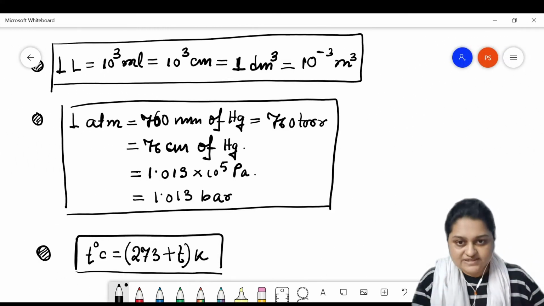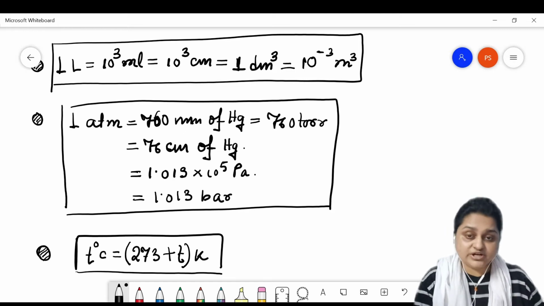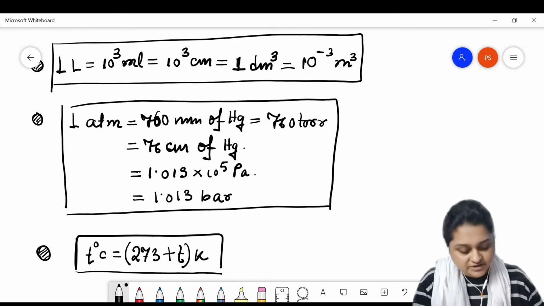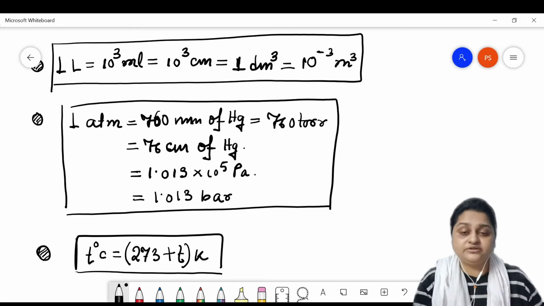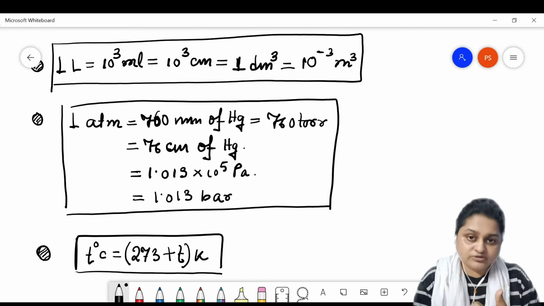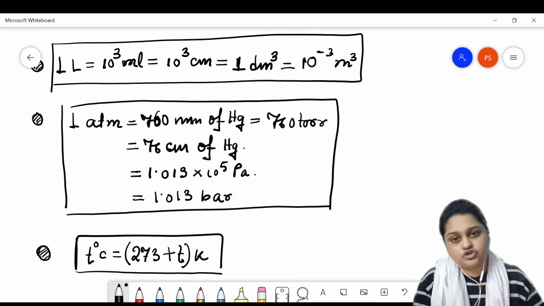When we are going to study the states of matter, when we are going to study matter in its gaseous state, three physical parameters are required for us to mention. These three physical properties of a gas are the volume of the gas, the pressure of the gas, and the temperature of the gas.